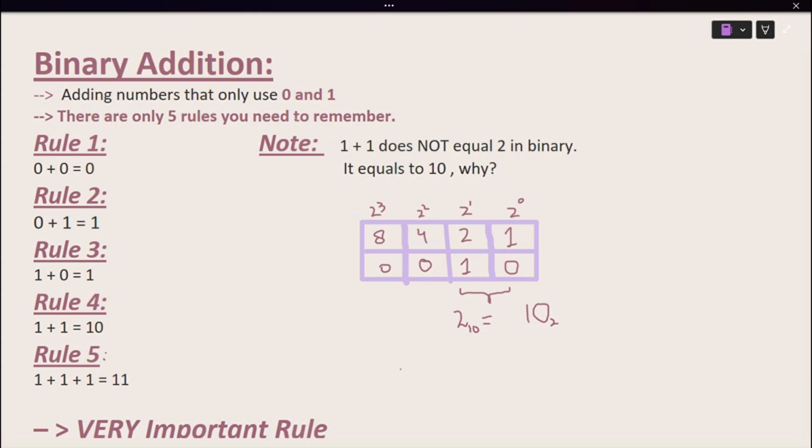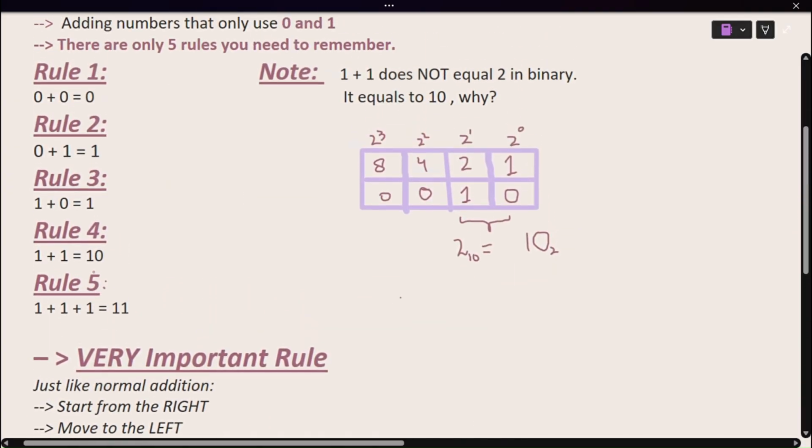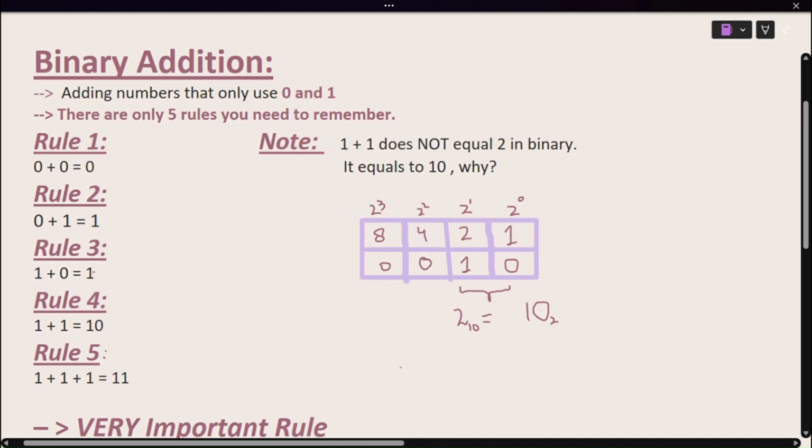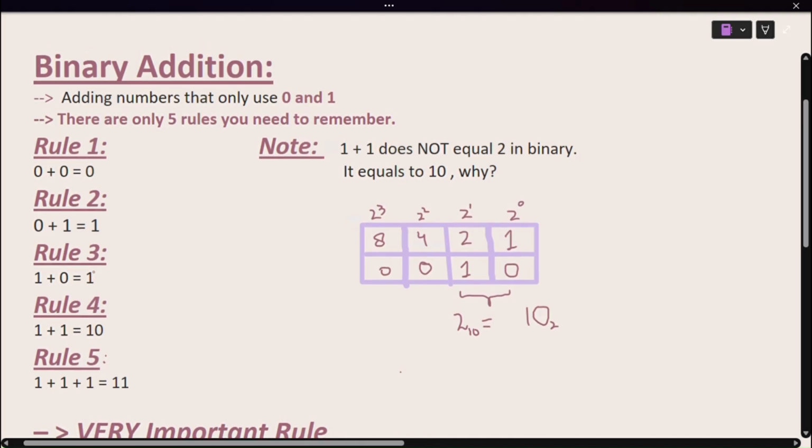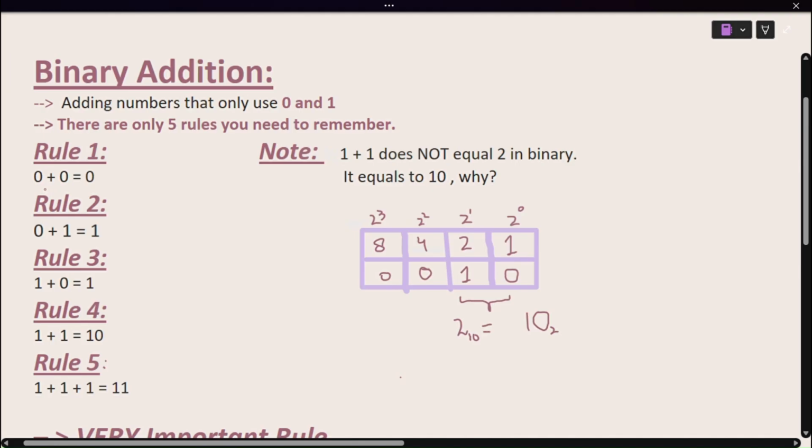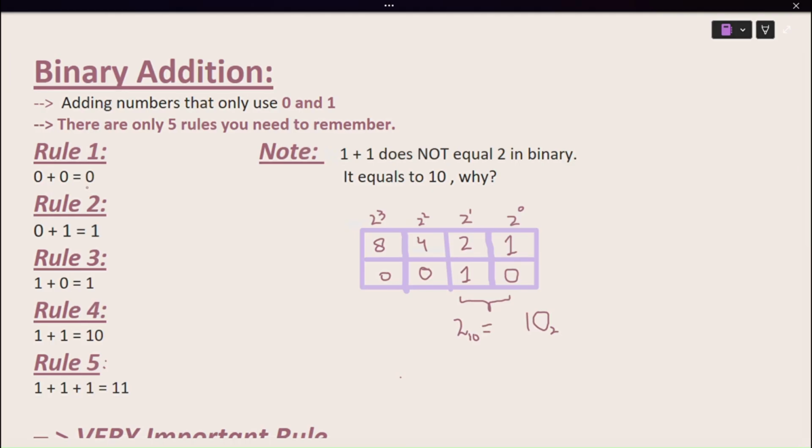In binary addition, we add numbers that use only 0 and 1. So basically, there are just 5 rules that you need to memorize in order to get this correct. Rule number 1 is 0 plus 0 is equal to 0. This is a basic math rule as well. Rule number 2 is 0 plus 1 is equal to 1. This is also a basic math rule. The same vice versa, that 1 plus 0 is equal to 1.